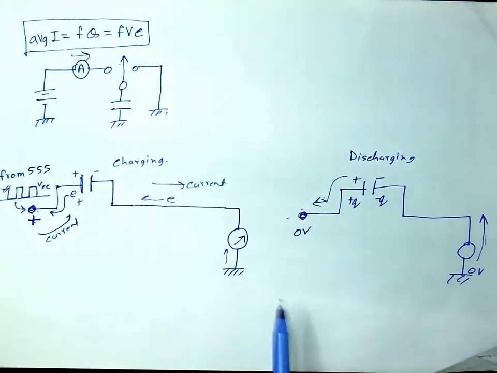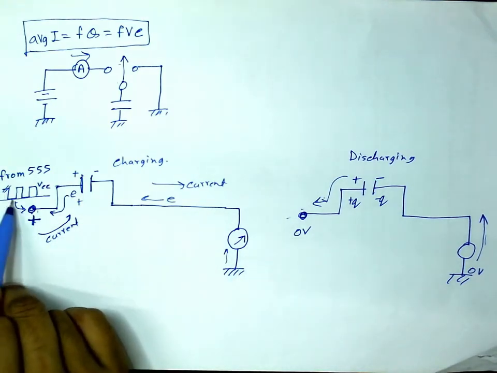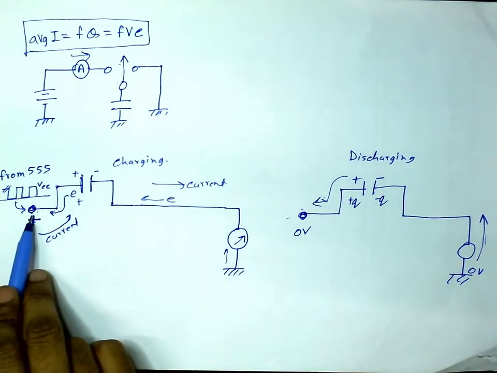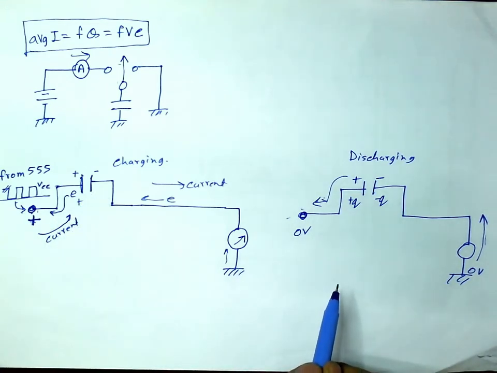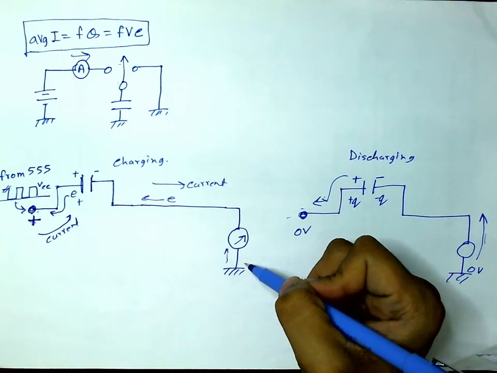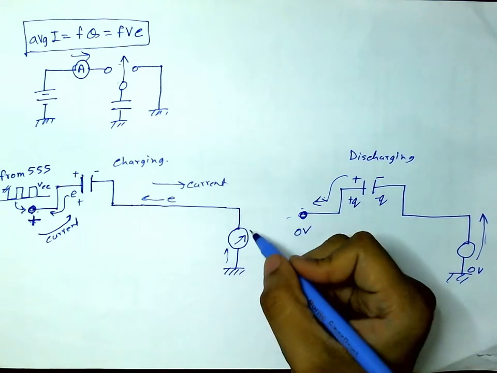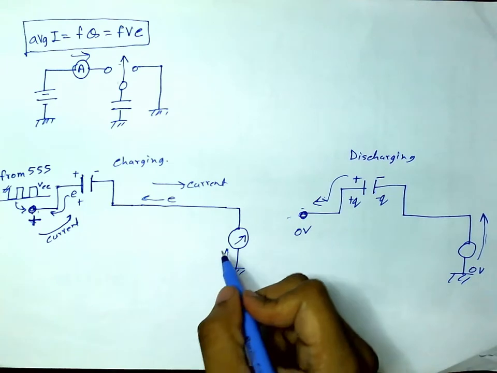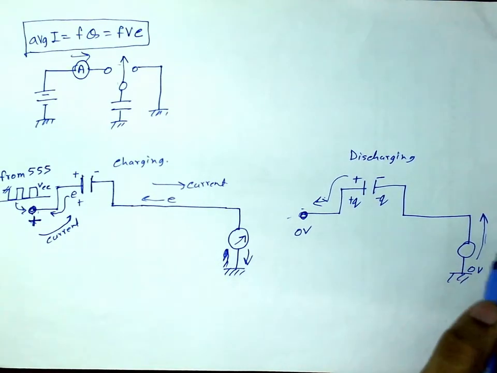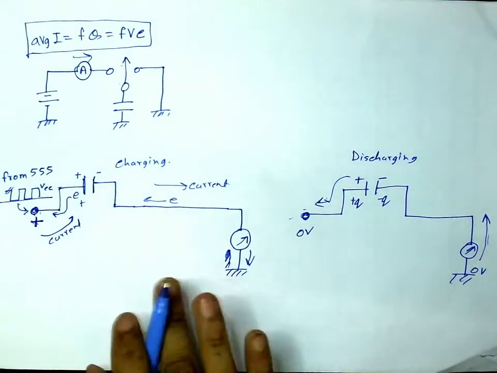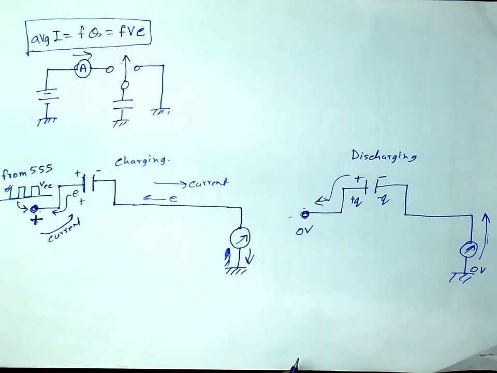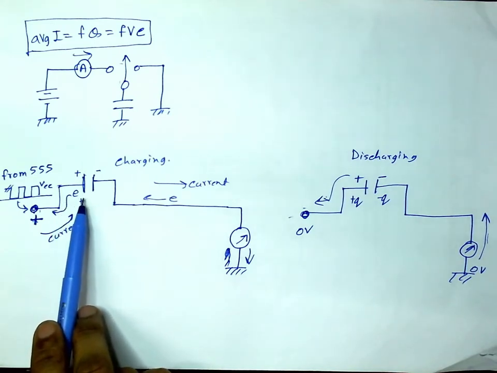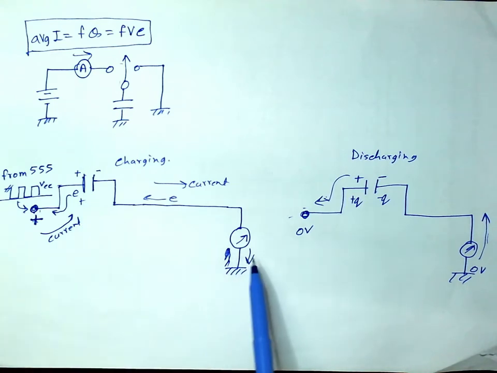Now, this happens periodically because I'm applying this square wave here. So this periodically goes to positive, then the capacitor is charged, then it goes to 0 volt, then the capacitor is discharged. And then in one cycle or one half cycle, the current is flowing from top to bottom here, and here bottom to top. So net current on an average will be 0 through the meter. So we cannot measure how much charge was accumulated in the capacitor and how much is discharged, because the average of charge and discharge current will always be 0.